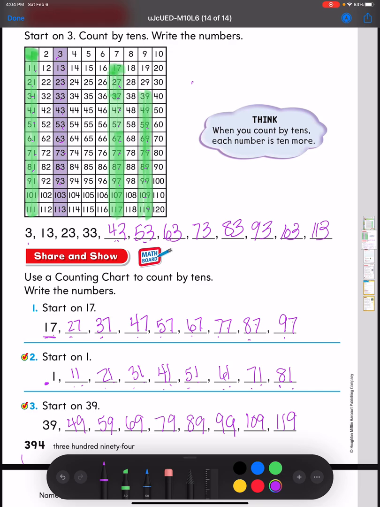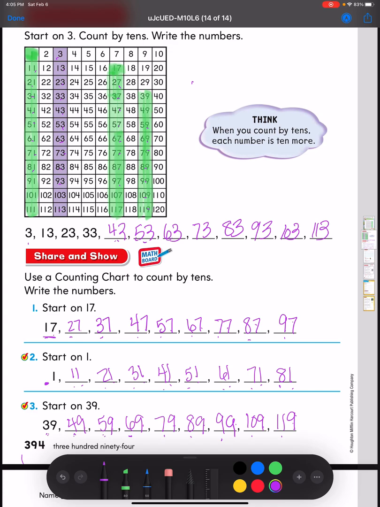What number do you have in your ones place? All of the numbers in the ones place is a 9. Then what's happening in your tens place? You're getting 10 more each time. So 3 tens, then 4 tens, 5 tens, 6 tens, 7 tens, 8 tens, 9 tens, 10 tens, 11 tens. So each time you're increasing. You're doing 10 more.